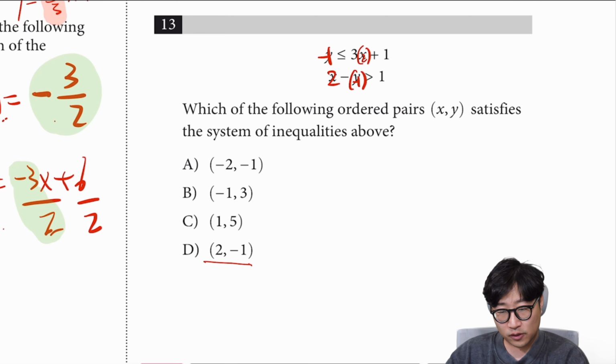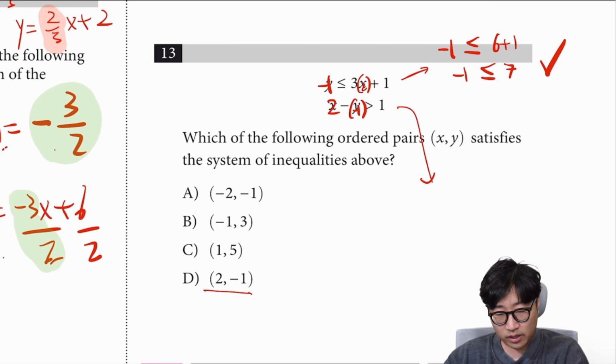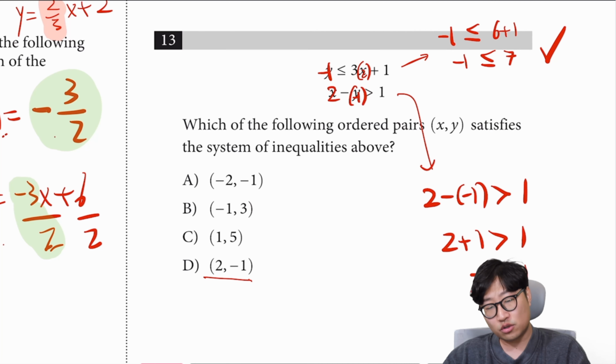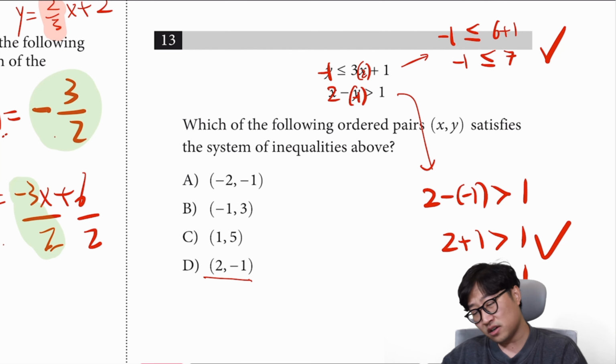First of all, the first one will be -1 is less than or equal to 6 plus 1. So -1 is less than or equal to 7. That is absolutely true. Now try the second one. That'll be 2 minus -1 is greater than 1. So 2 plus 1 is greater than 1. 3 is greater than 1. That is absolutely true. So that works. Both of them work, right? The point (2, -1) works for both of the inequalities. Circle it and move on.